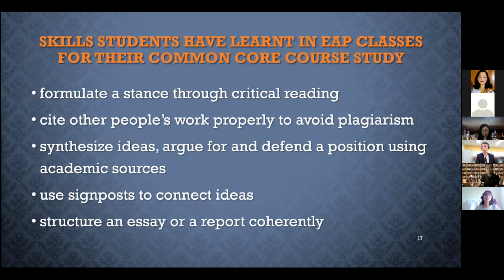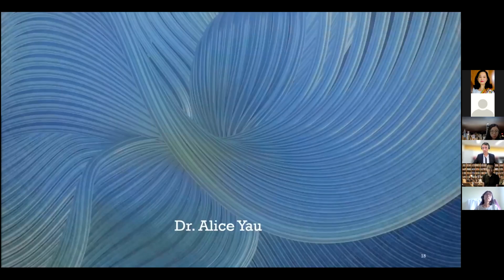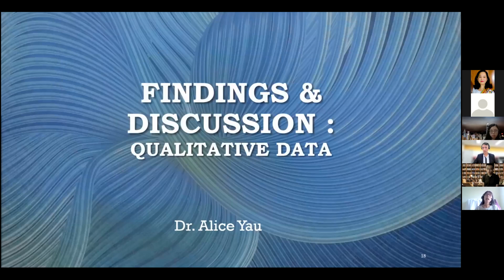So these are the emerging themes from the data. And then they are formulating a stance through critical reading, citing other people's work probably to avoid plagiarism, synthesizing ideas, arguing for position using academic sources, using signposts to connect ideas, and structuring an essay or report coherently. And now I'm going to discuss them in detail using the related extracts.